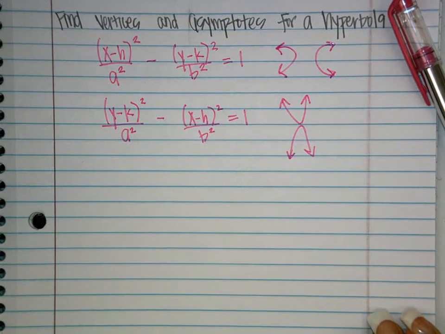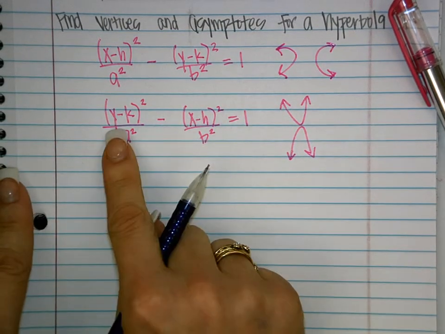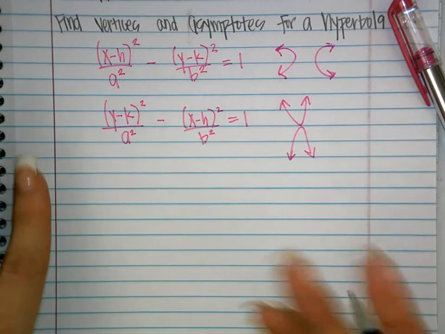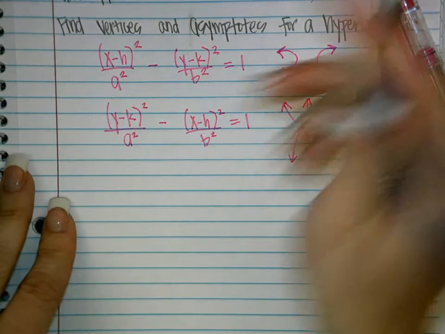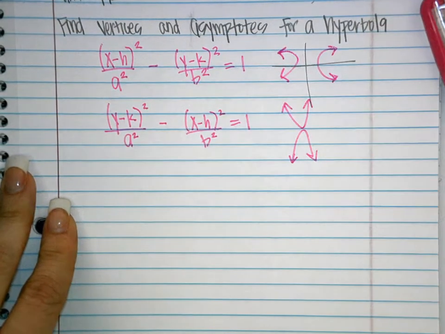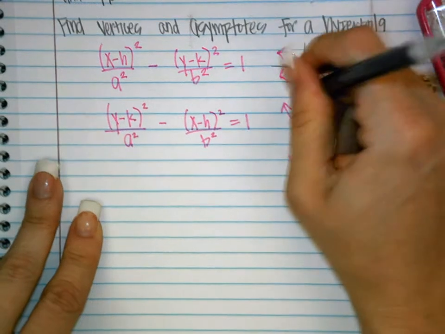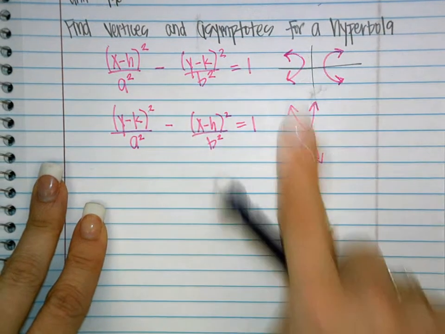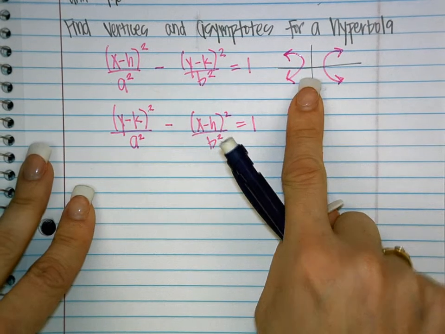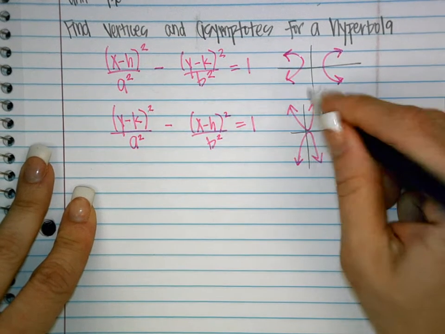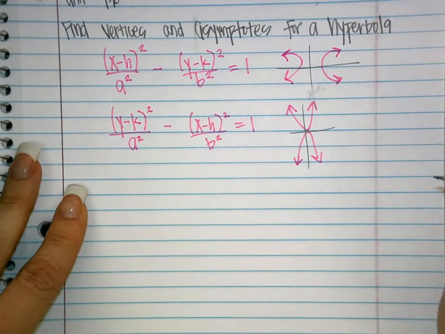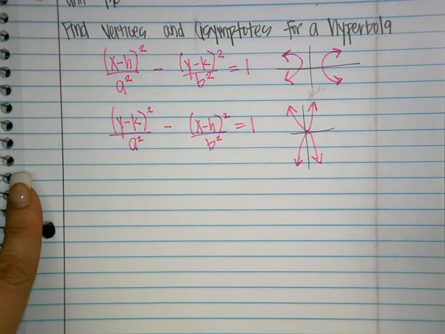So the formulas are essentially exactly the same. It just depends on which one comes first. That'll tell you if it opens side to side or up and down. If the x's are first, I generally call them an x-hugger. They hug the x-axis. They go around the x-axis if you put an axis in there. If the y's are first, I would call them a y-hugger. They wrap around the y-axis. And that's how you can tell which way things open.